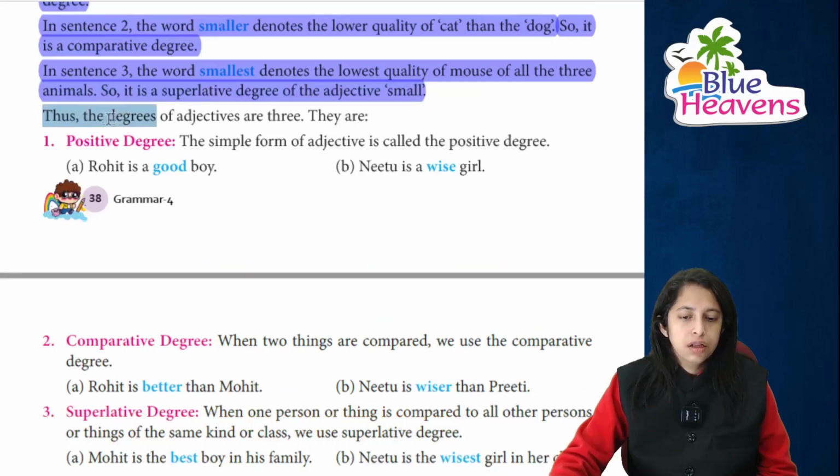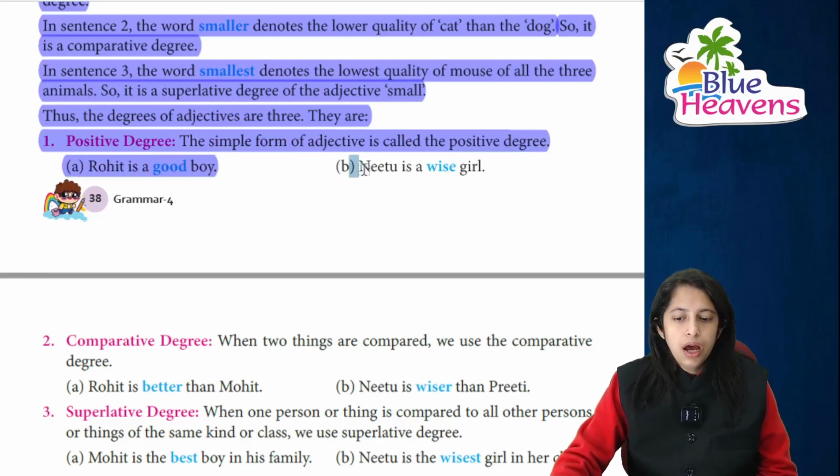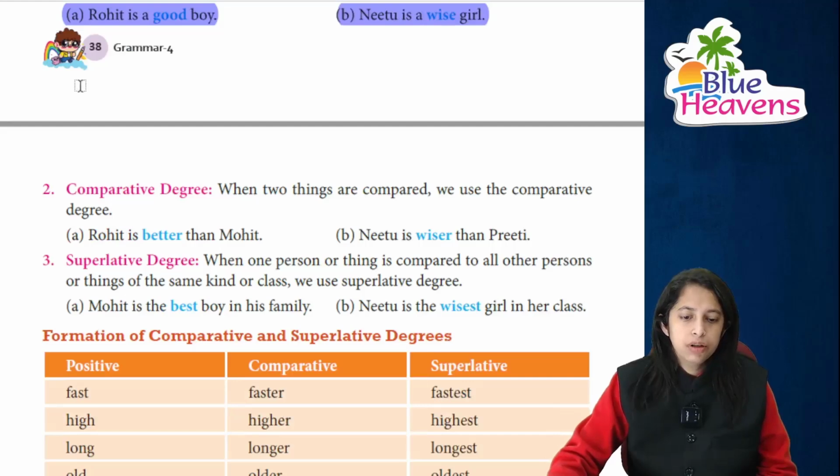So thus degrees of adjectives are 3 and they are, the first one is positive degree. Positive degree means the simple form of an adjective, it is called the positive degree. So Rohit is a good boy and Neetu is a wise girl.